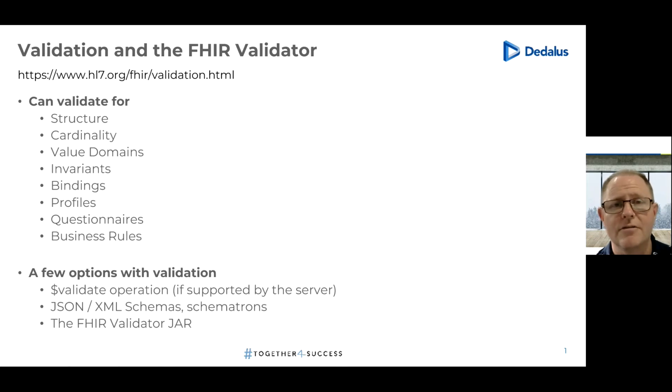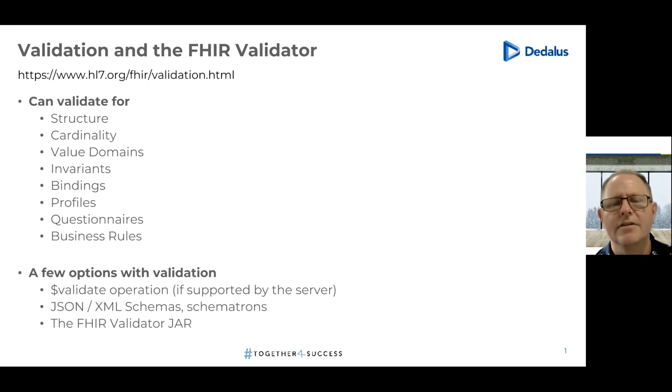When we look at some of the options for validation, there is a validation operation that's available and supported by some FHIR servers. So we can do the $validate, we can pass it our resource and get feedback as to how it conforms to the various aspects of FHIR. We can use JSON and XML schemas or the XML schematron to validate the particular FHIR elements. It's a subset of what would be available from a validation perspective from what you'd get out of $validate, and certainly the validator jar is much more comprehensive. Finally, there's the FHIR validator jar file that you can use to validate a particular FHIR resource.